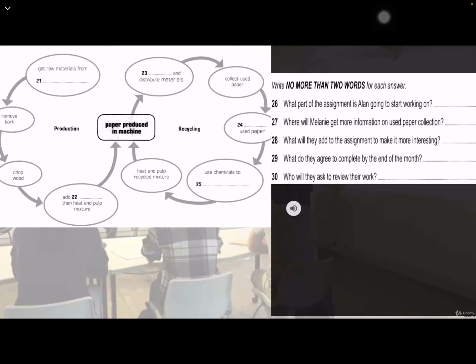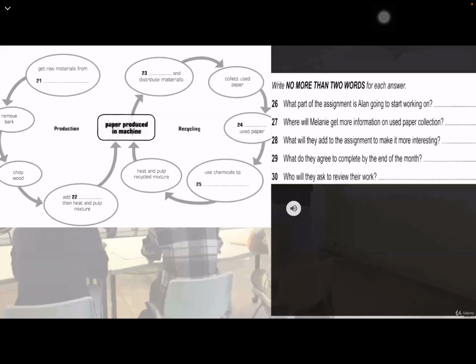Hi, Melanie. What did you think of the assignment that we got today? It looks interesting, doesn't it? Yes, Ellen. I've always been interested in recycling, but there's a lot of research to do. Yes, there are a lot of things I'm unsure of, so it's going to be good working with you. Okay. Well, why don't we start by making a flowchart from the notes our tutor gave us? Yes.